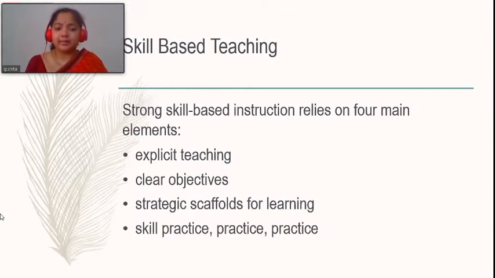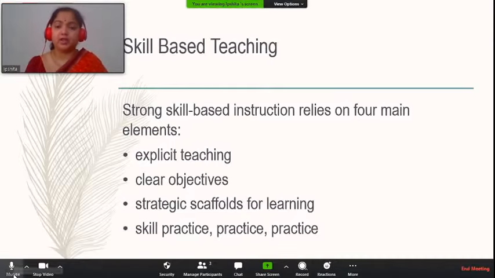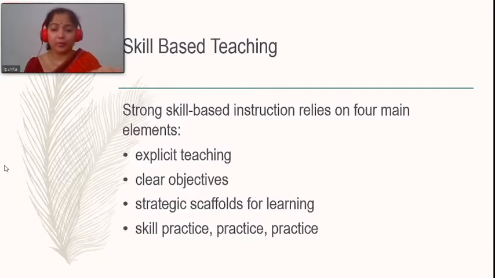A strong skill-based instruction is based on 4 elements. The first, which I've already discussed, is explicit teaching. The second is clear objectives. In skill-based teaching, you cannot just do something in the class without being conscious. You need to tie up your lesson plan with specific objectives and specific skills. So the skill, the material, and the objectives, they have to be clear in the head of the teacher.